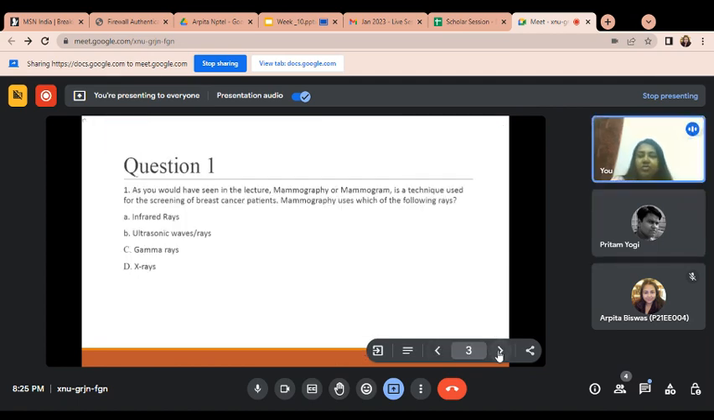So this is the first question, as you would have seen in the lecture. Mammography or mammogram is a technique used for the screening of breast cancer patients. So mammography uses which of the following rays? The first option is infrared rays, the second option is ultrasonic wave rays, the third option is gamma rays, and the fourth option is X-rays.